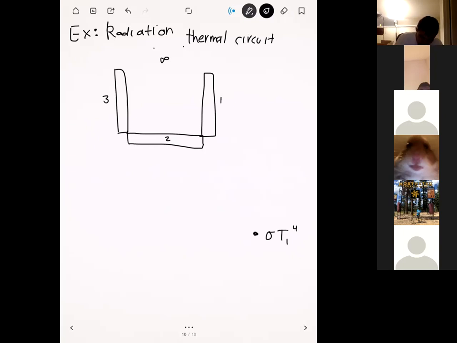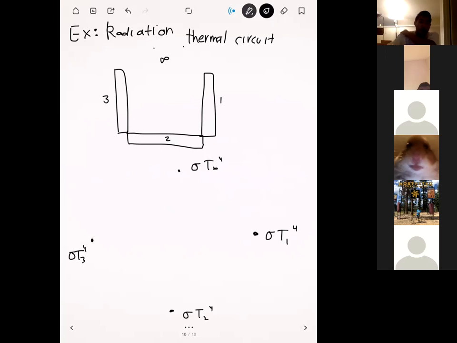For this one, we have sigma T1 to the 4th. On the bottom, we have sigma T2 to the 4th. For the left surface, we have sigma T3 to the 4th. And for the top one, we have sigma T infinity to the 4th.